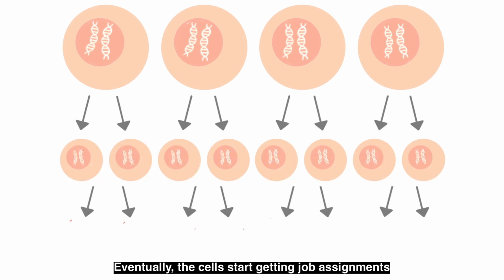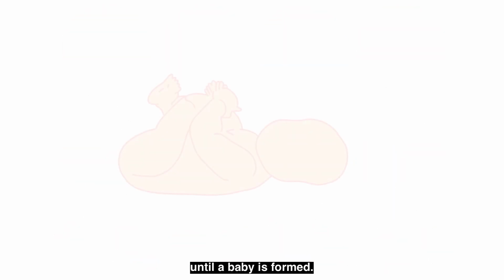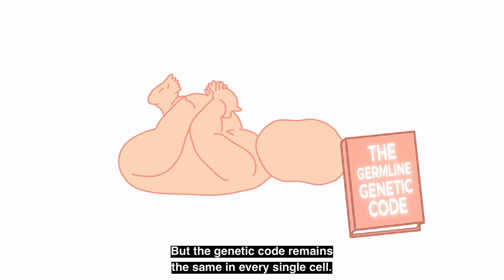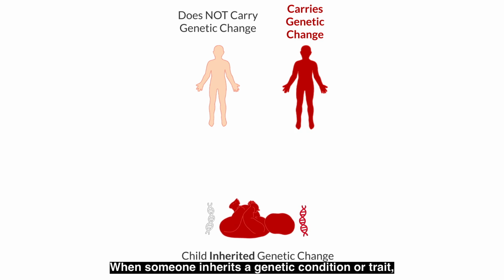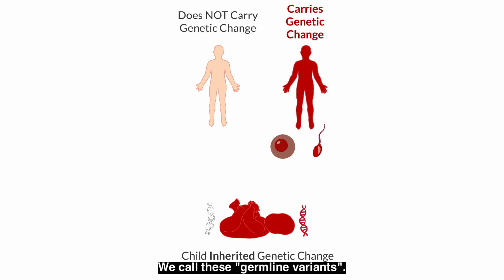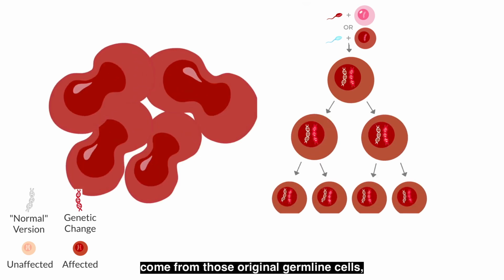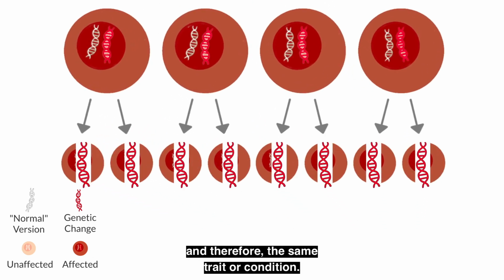Eventually, the cells start getting job assignments and turning into different parts of the human body until a baby is formed. But the genetic code remains the same in every single cell. When someone inherits a genetic condition or trait, it means that the genetic change associated was in the egg or sperm from a mother or father. We call these germline variants. Because all cells in a person's body come from those original germline cells, they all will have the same genetic code and therefore the same trait or condition.